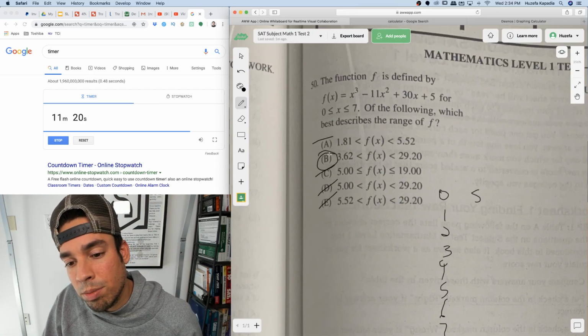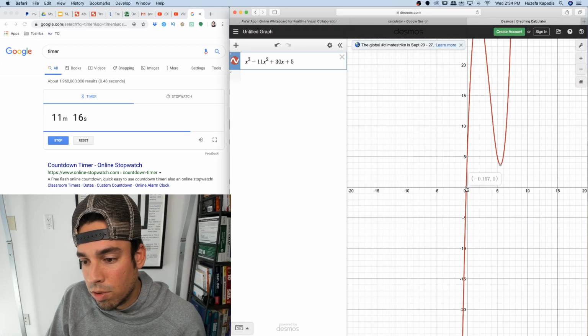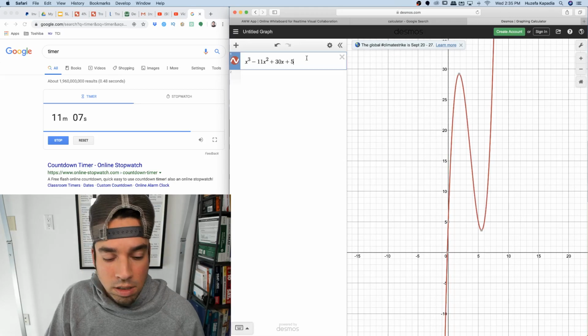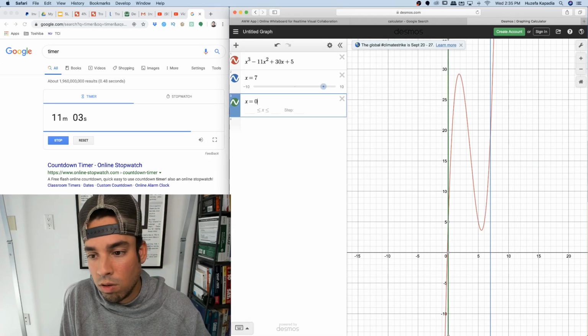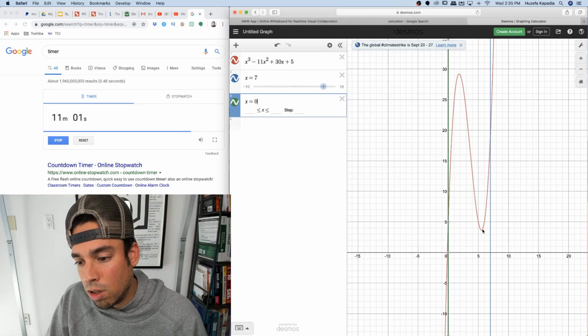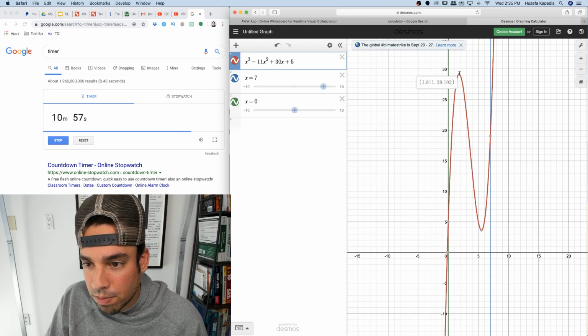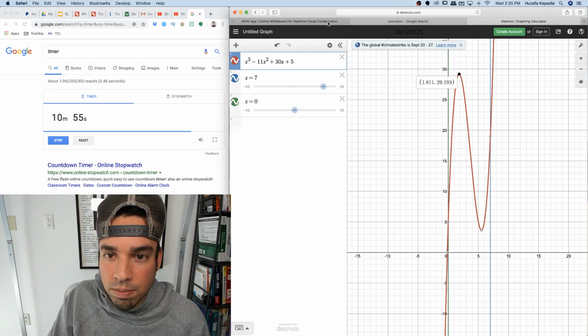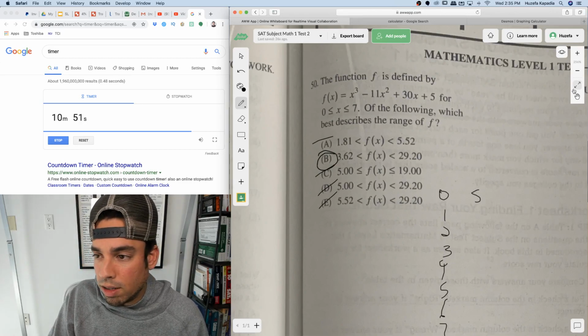It's got to be B again. And then the highest value occurs, because we're going from 0, because 5 is there, but this dips below, and then the greatest value up to 10. Let's make sure we got x equals 7, x equals 0. So it's within that range. So here's the lowest, and the highest would be this, which is 29 point something. Yeah, it feels good. Okay, that's it.